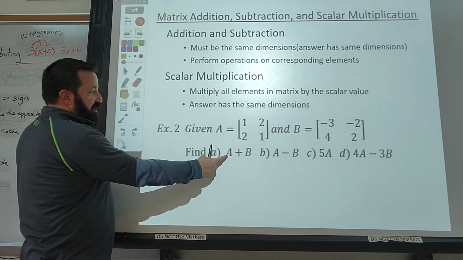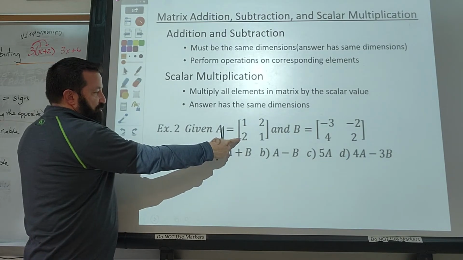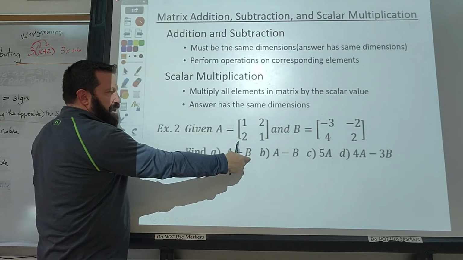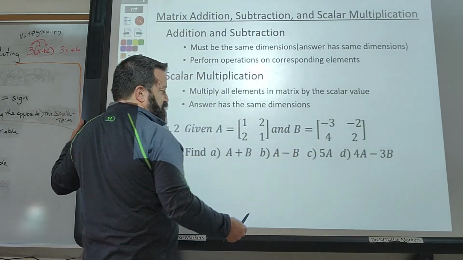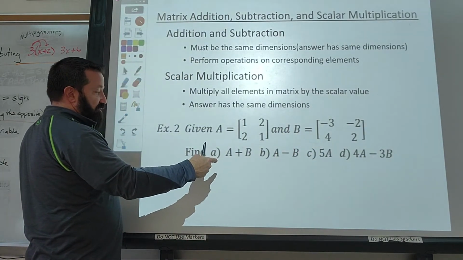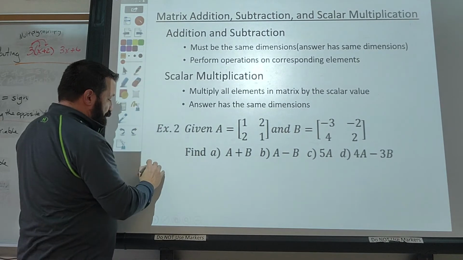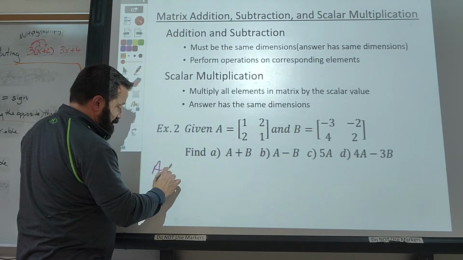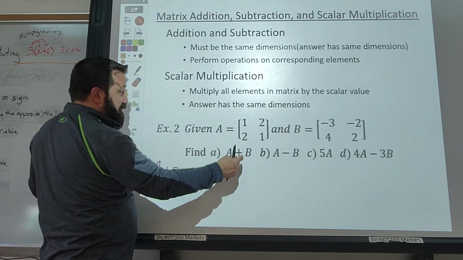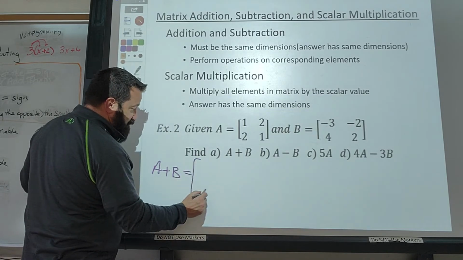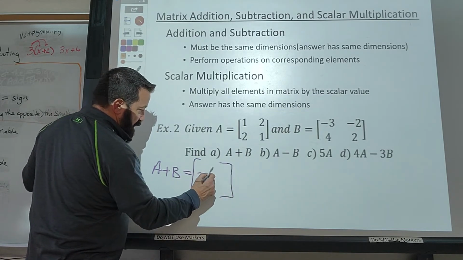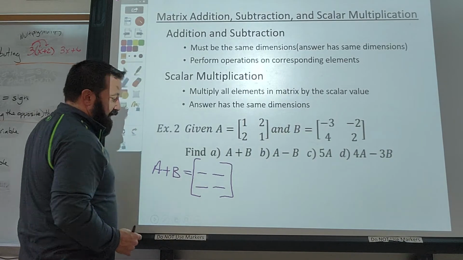What's the dimensions of A? A is 2 by 2. What's the dimensions of B? It is also a 2 by 2, so I can add those together. Okay, so A plus B, since they're both 2 by 2s, my answer will also be a 2 by 2. So that means it has 2 rows and 2 columns.